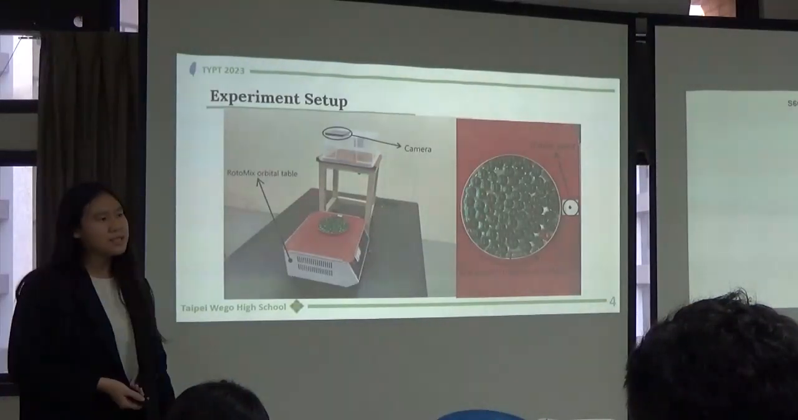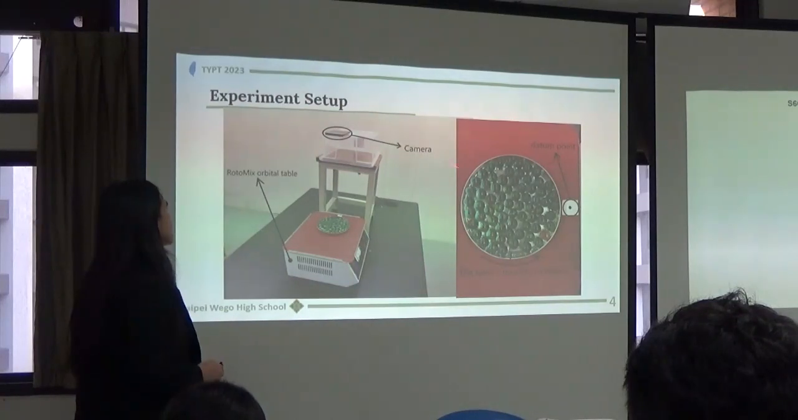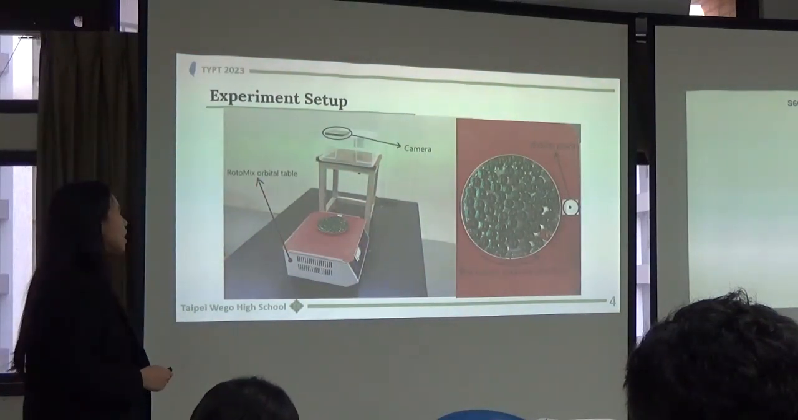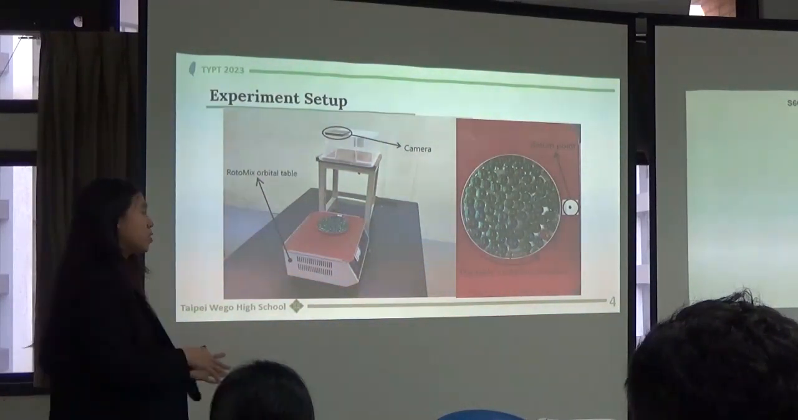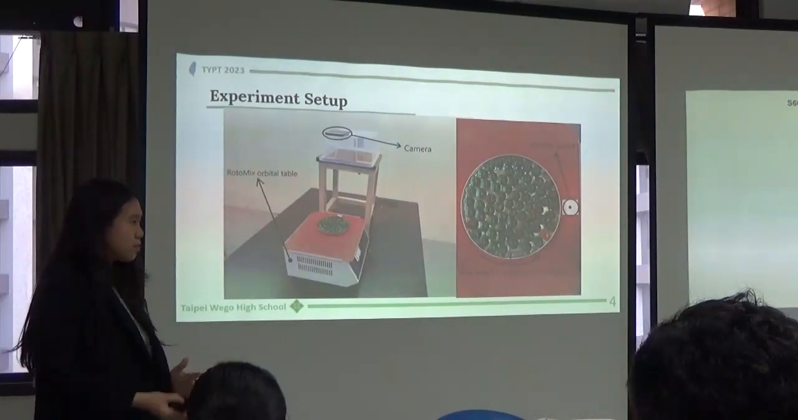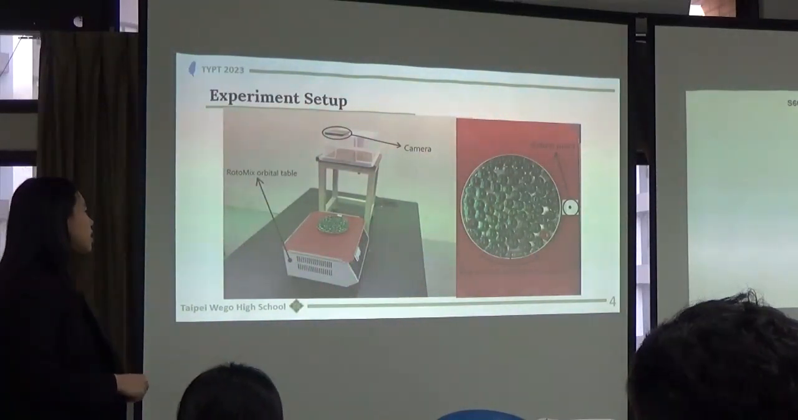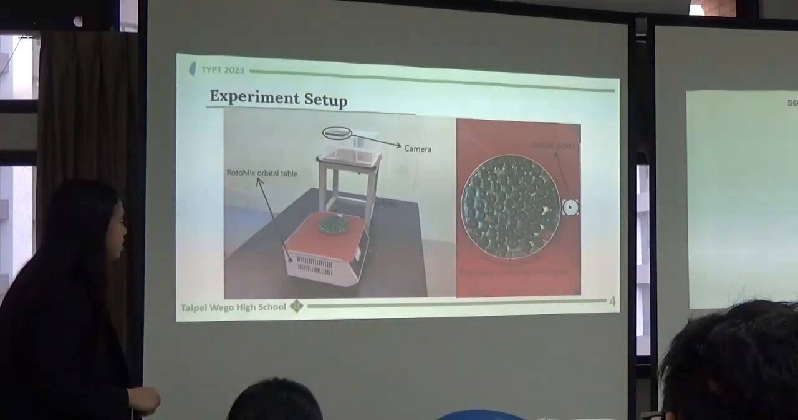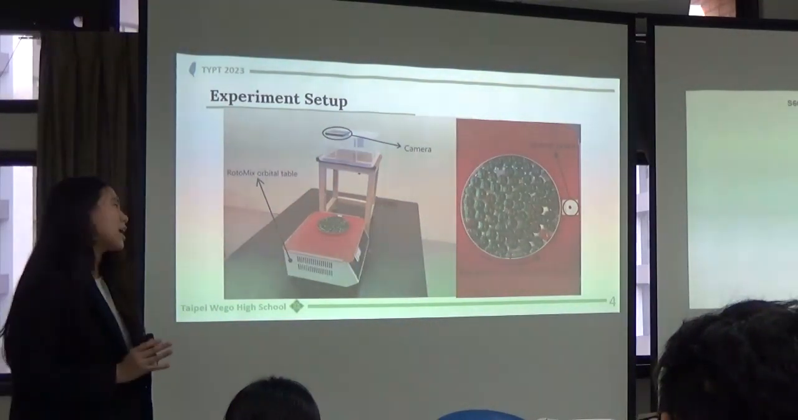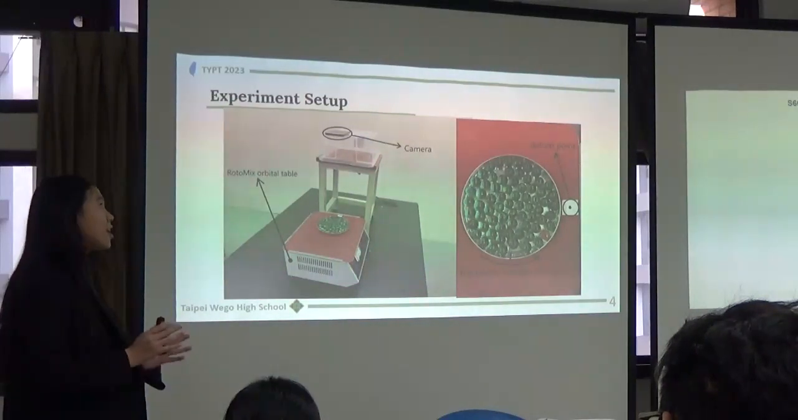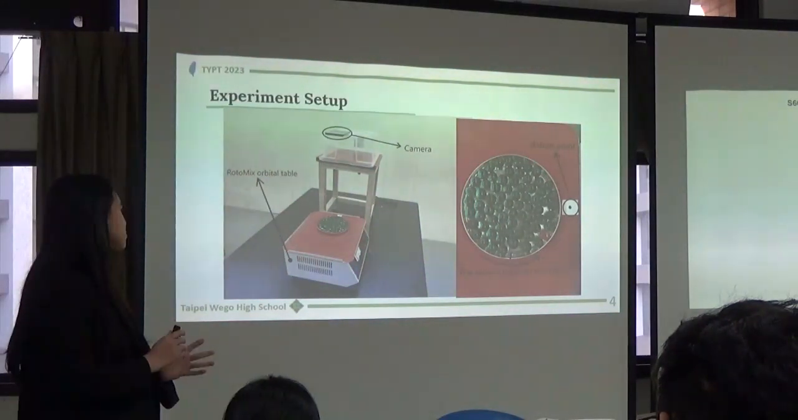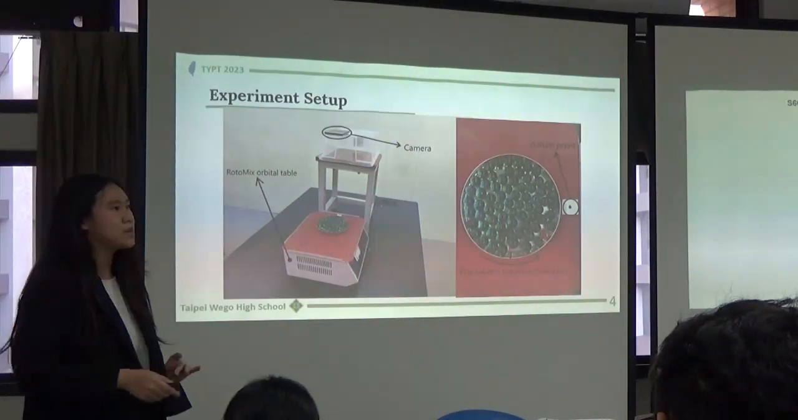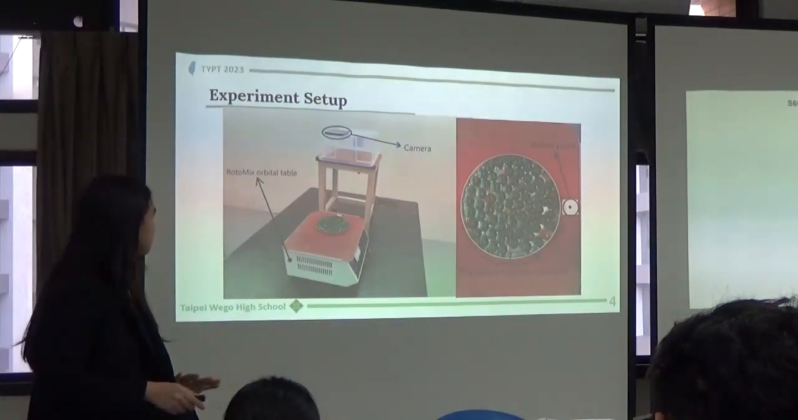So our experiment setup is listed as above. As you can see, we have a camera on the top observing and recording the entire motion of the container and the ball. And for determining our container's RPM, we have an orbital table down here. It is important for us to know that our orbital table could only reach a certain value of 230 revolutions per minute.